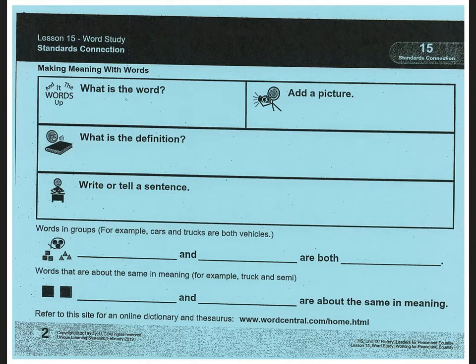Today's first vocab word is wheelbarrow. The definition of wheelbarrow is a cart with one wheel and handles used to move supplies. The definition of a wheelbarrow is a cart with one wheel and handles used to move supplies.